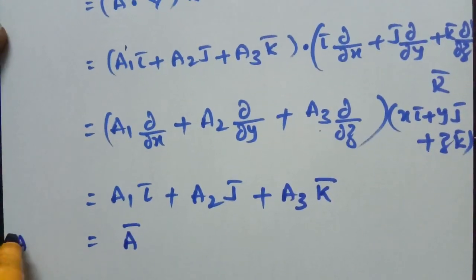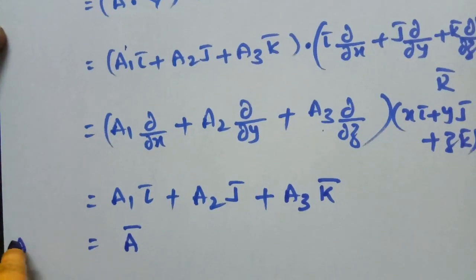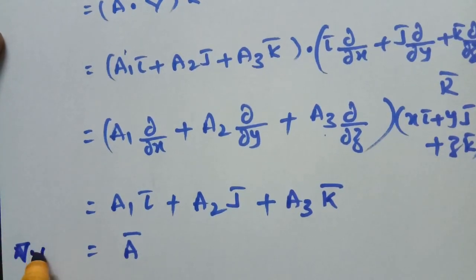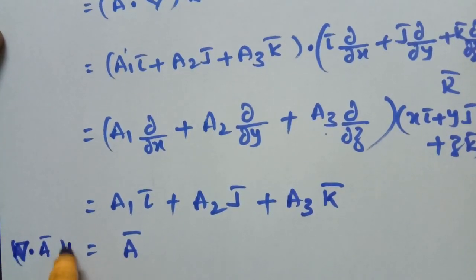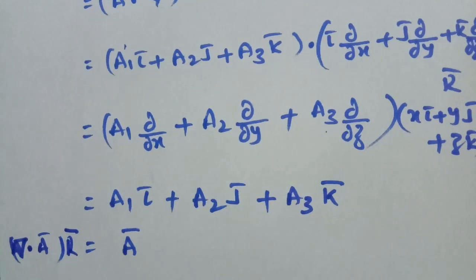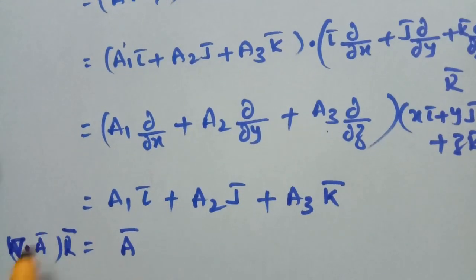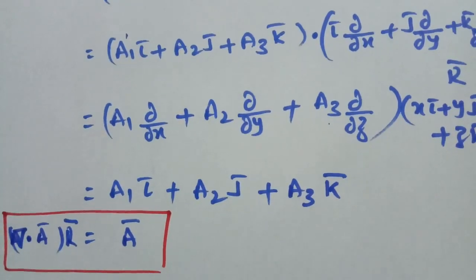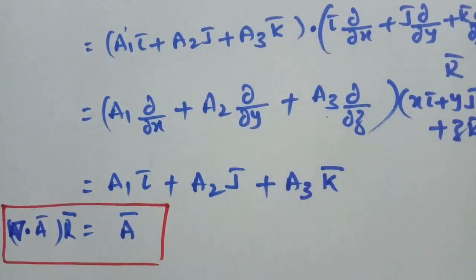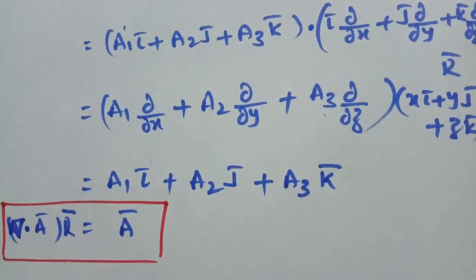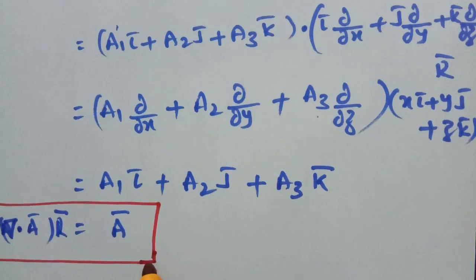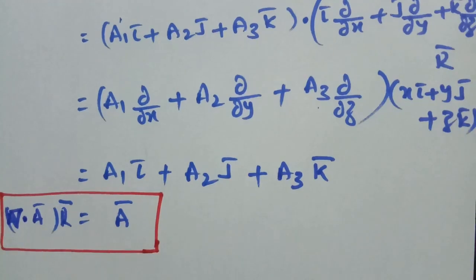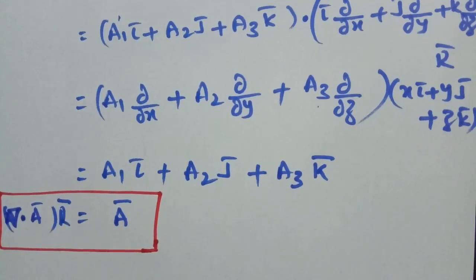Therefore, del dot (a bar into r bar) is equal to a bar. This is the reason for del dot (a bar into r bar) is equal to a bar. So I used this value in the above problem. This is the proof for del dot (a bar into r bar) is equal to a bar.